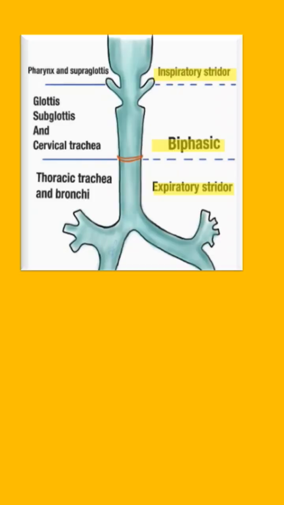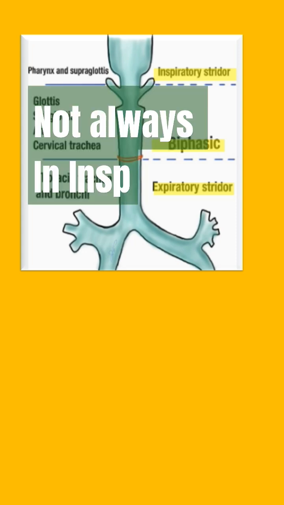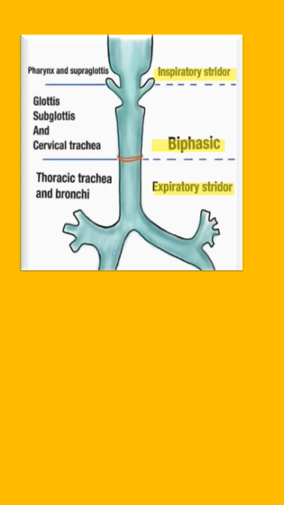If the obstruction is at the level of the glottis or below the glottis till the suprasternal notch, then it is biphasic. If it is within the intrathoracic trachea or the bifurcation of bronchi, then the stridor is expiratory. It is important to realize that stridor is not only inspiratory, though mostly it is inspiratory.